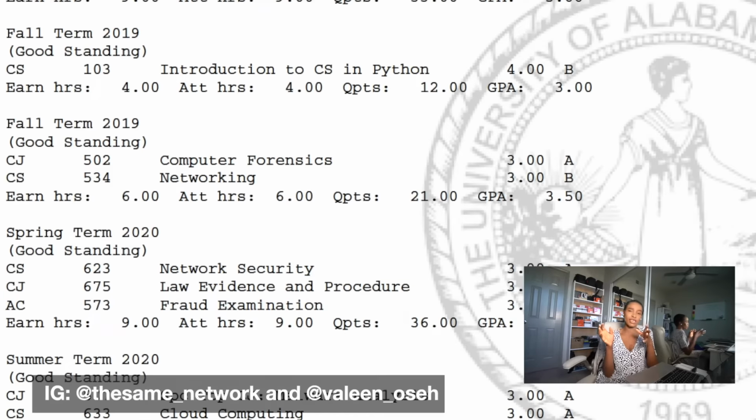Then I took fraud examination. Fraud examination is an accounting course. It's somewhat related because my concentration is cybercrime investigation, so I was doing a lot of fraud examination, fraud investigation, and I needed to take that course. You don't have to take it. If you see the course code is AC, it is an accounting course. And I struggled in this course, even though I didn't have any accounting background.